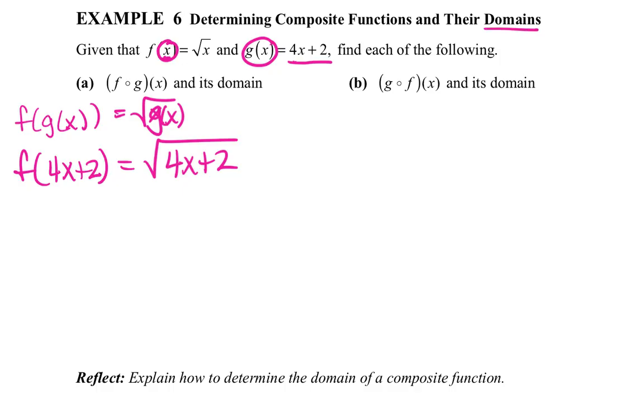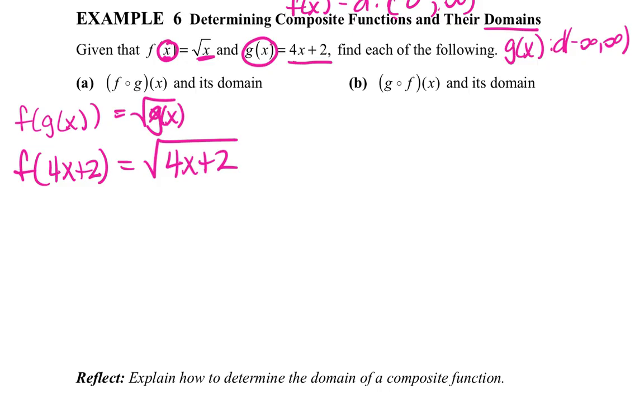Now, what is the domain? So I know that my domain, first of all, for this function, for f of x, the domain is all real numbers, because I can plug anything in. Actually, I cannot plug a negative in because it is a square root. So it is not all real numbers. It is 0 to positive infinity, because I have to have positive numbers there. For my g of x, it's all real numbers. So g of x domain is all real numbers.